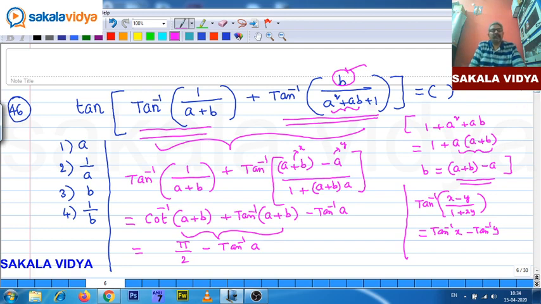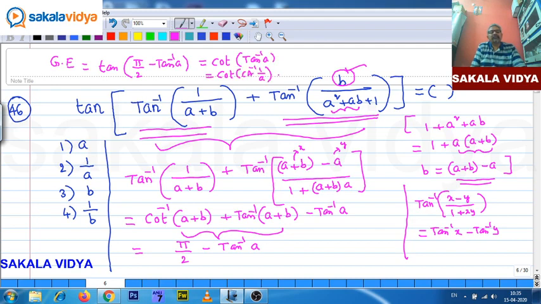So, let us find out the given expression. The given expression is equal to tan of pi by 2 minus tan inverse a. Tan of 90 minus a is equal to cot a, so cot of tan inverse a. This tan inverse a we can write as cot inverse 1 by a. So, this equals 1 by a. That means the second option is the right option.